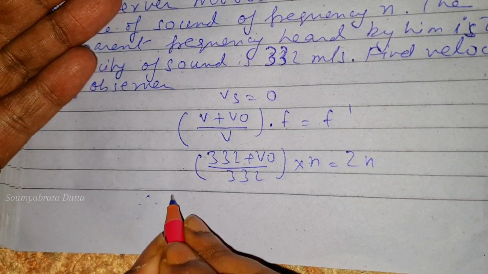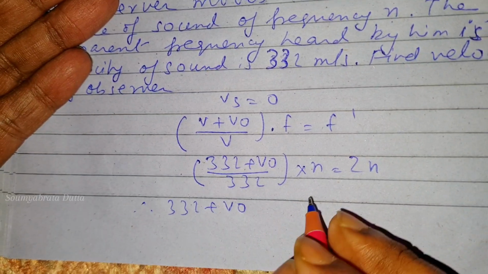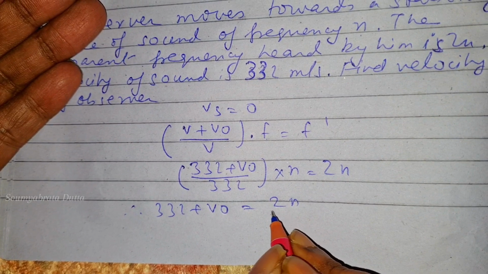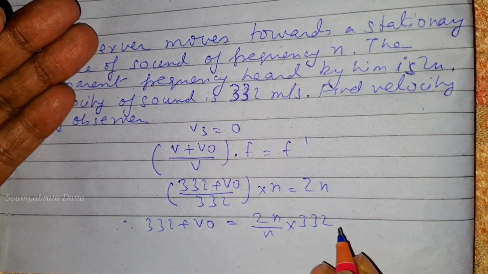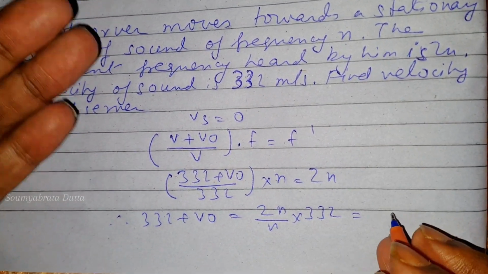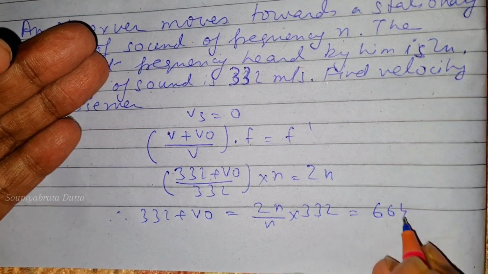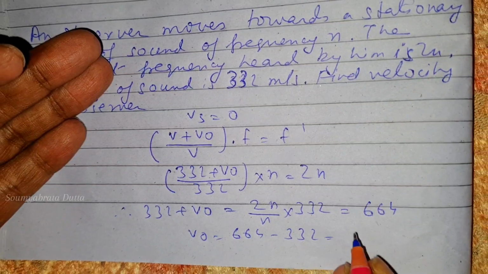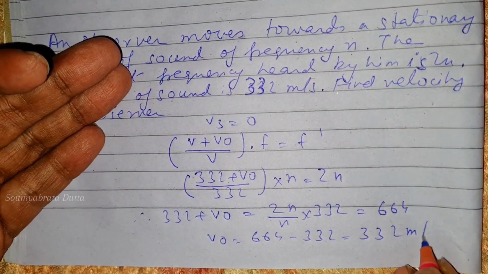So here we are getting 332 plus vo equals 2n by n into 332. So it is becoming 664. So vo equals 664 minus 332, that is equal to 332 meter per second.